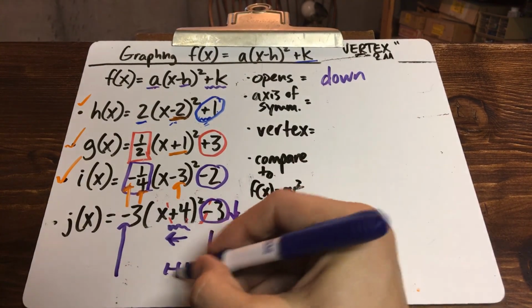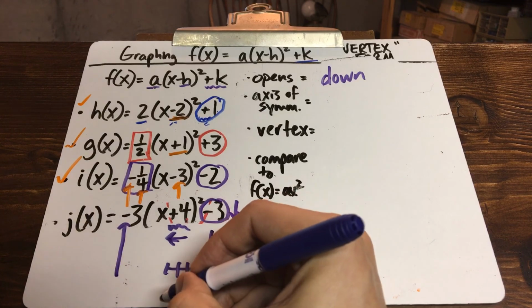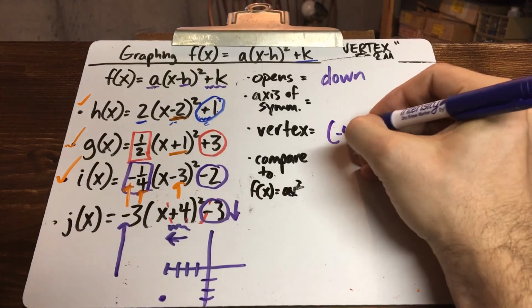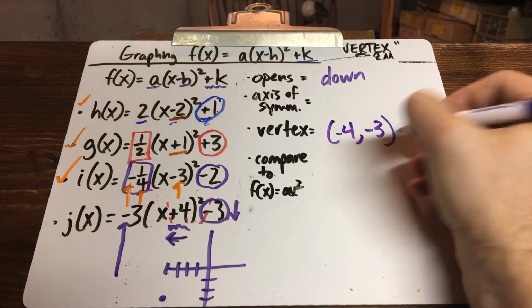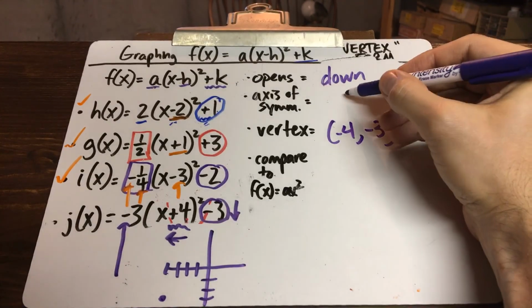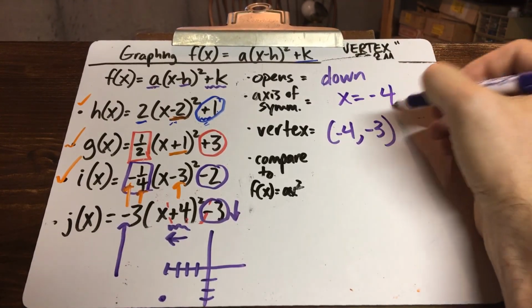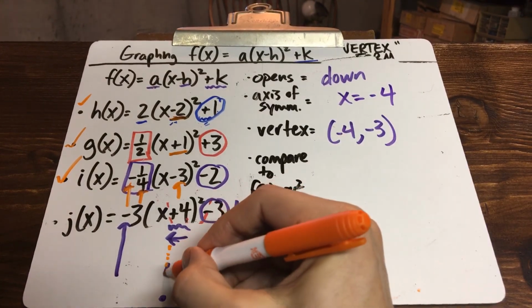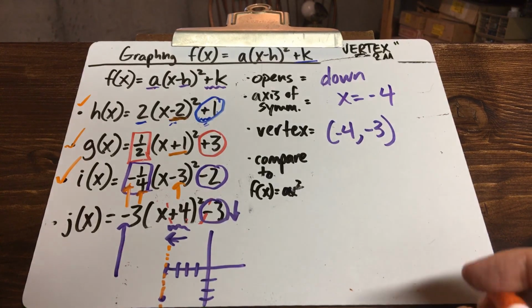So I'm going to go 4 to the left. I'm going to go down 3. I'm going to be way down here at the point that is -4, negative 3. And that means my axis of symmetry is going to be at x equals negative 4, right? I could draw my little dividing line right through here, through the middle of it.